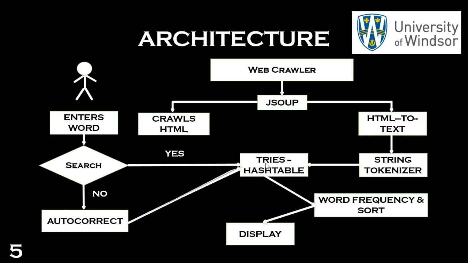Just consider a scenario where a user enters a word on the left and searches for it. If the result turns out to be yes, it goes straight into the hash table, which has all of the crawled and converted files and words that are already tokenized. It compares the searched word to the hash table. If the word is present, it compares the word frequency, sorting is done again, and it's displayed. If not, the autocorrect comes into play. This is where the edit distance algorithm is employed. Again, it goes back into the trie hash table and then displays the end result. So this is the basic overall architecture, or the system flow, of our web search engine.